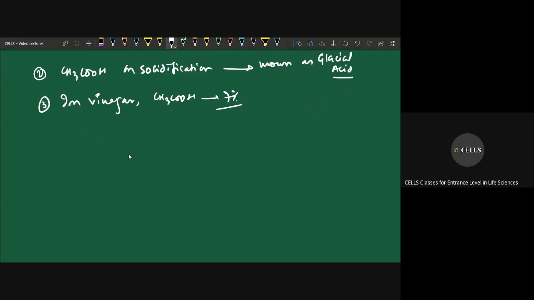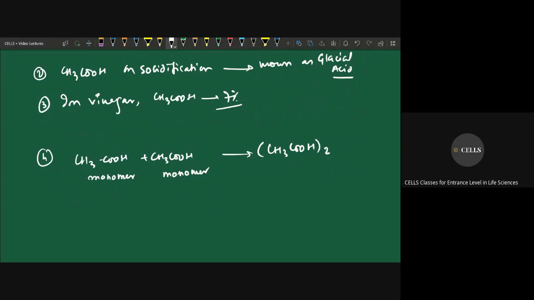Carboxylic acid: suppose you have two carboxylic acids, this is one and this is one. These are all monomers. If we react two carboxylic acids, they can form a dimer. So suppose this is one carboxylic acid, and this is another carboxylic acid.